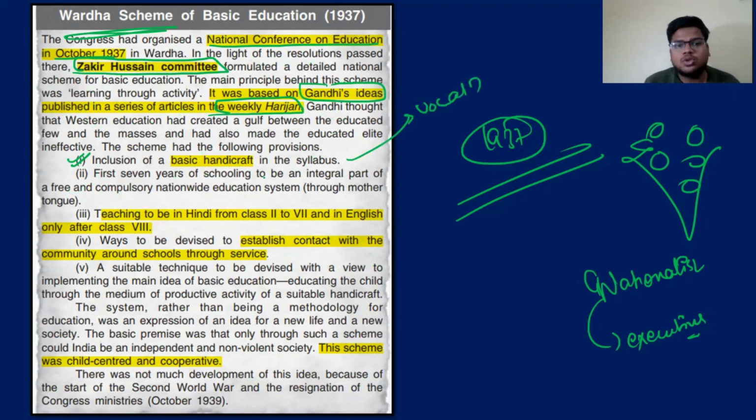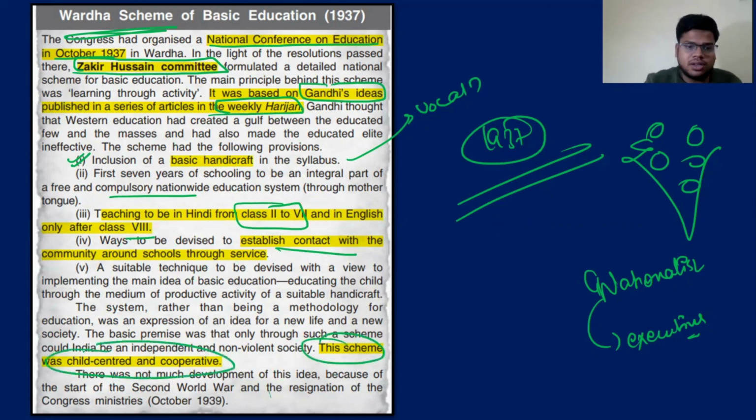First 7 years of schooling to be an integral part of free and compulsory education. Teaching to be in Hindi from class 2 to 6 or 7, and in English after 8. Ways to be devised to establish a connect with the community. So a sense of service needs to be created. So it was a scheme that is more child centered and cooperative. So these are the few things that you need to remember with respect to the Vardha scheme.